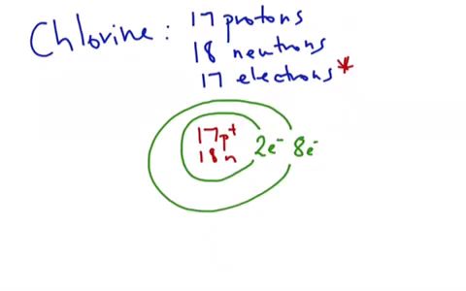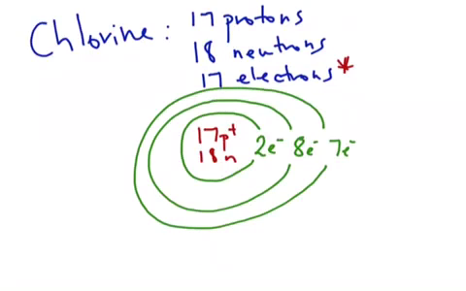Now the third shell can hold up to 8 electrons, and we only have 7, so we can put the remaining 7 electrons out into the third, or M shell, of the atom. And this is it. This is the completed representation of chlorine. So we have 17 protons, 18 neutrons in the nucleus, and we have the 17 electrons arranged, 2 in the first shell, 8 in the second, and 7 in the third. So the electron configuration of chlorine is 2, 8, 7.